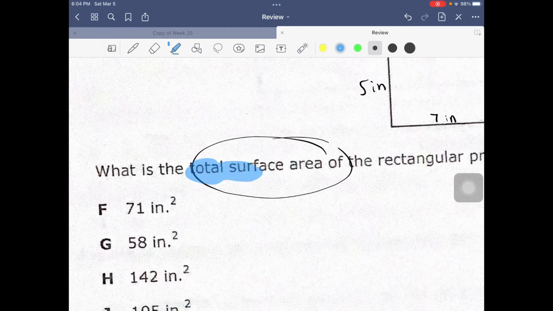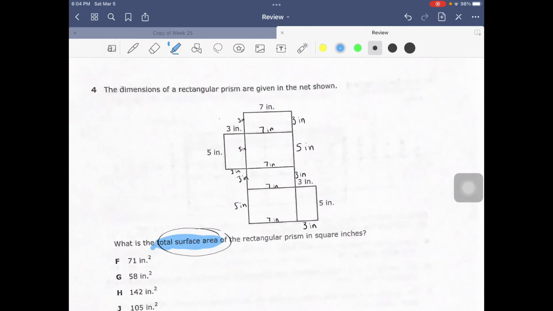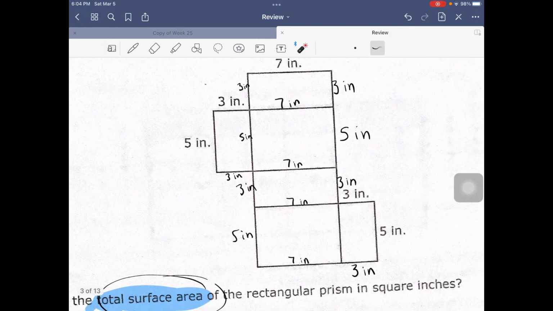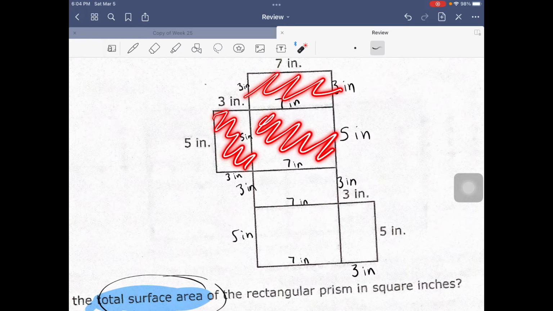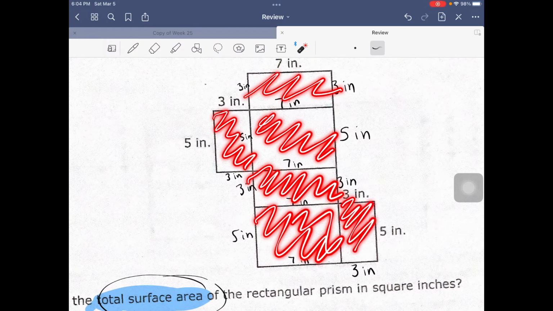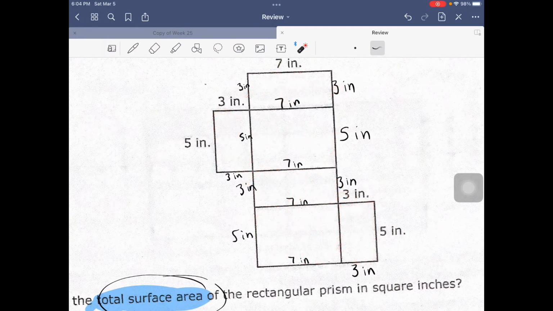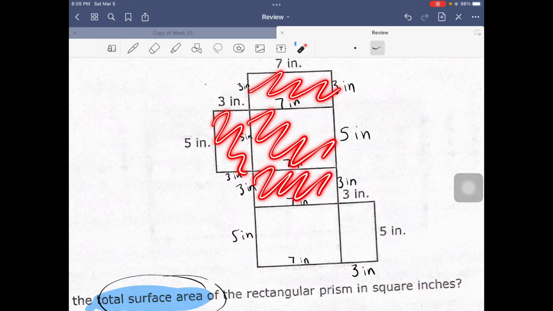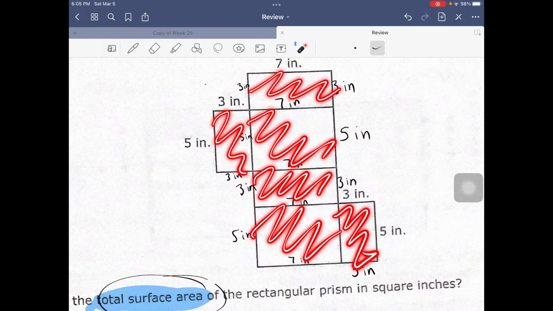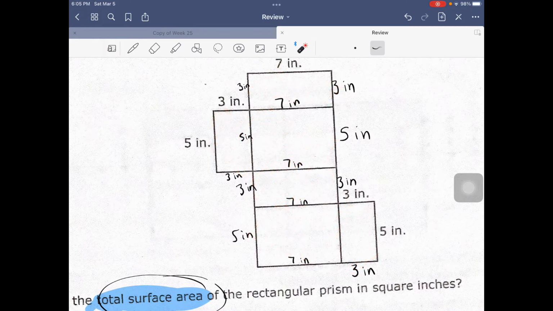Okay. Ahora, my total surface area. What do you think that means? The area for everything, correct. So we're going to find the area for each one individually, and then we just add them. That's what total surface area is. Now, total surface area is adding everything up. These right here and the bases.